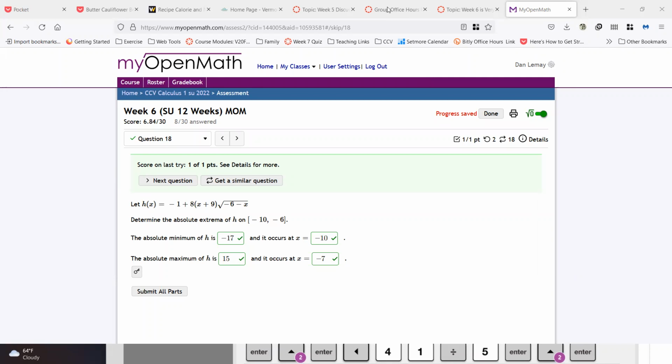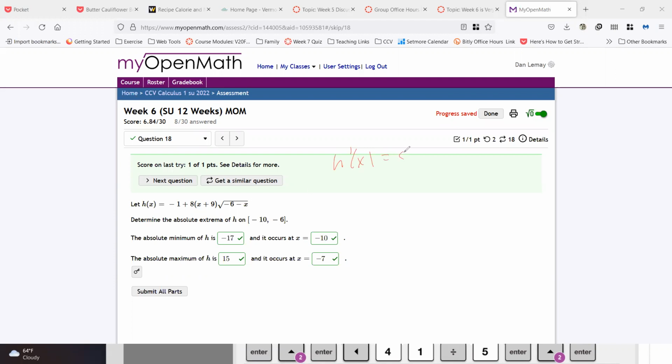It isn't that it's a hard derivative to find. It's just that sign mistakes are what killed me. That's usually what I do wrong. So the derivative of -1 is just a constant, so that's 0, right? And then I've got 8 times a product.